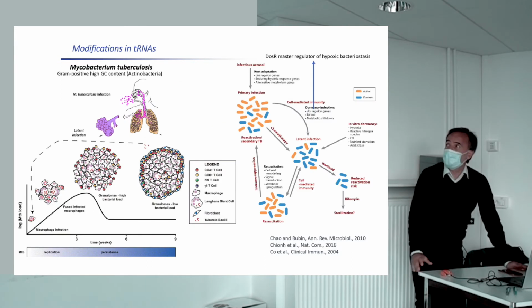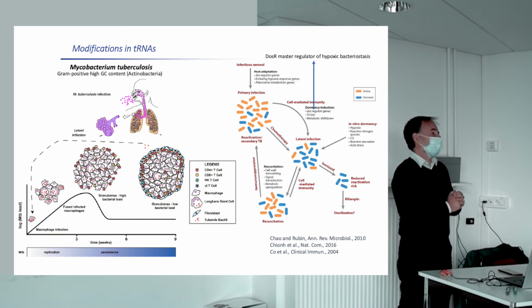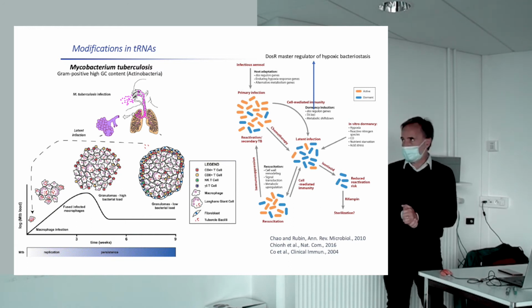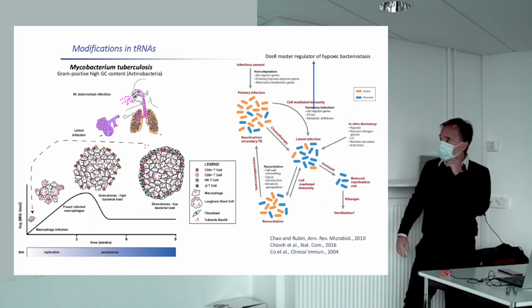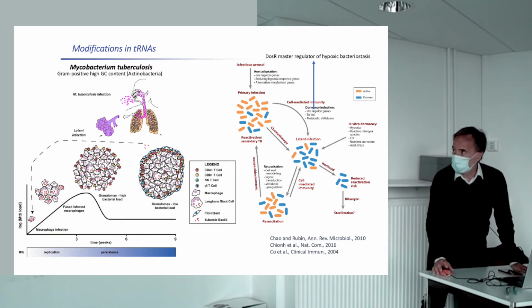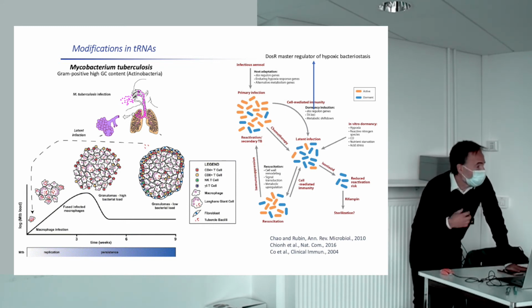Okay, so now I will give you a few examples of differential modification on tRNA molecules that impact adaptation in pathogenic bacteria. This is an example from Mycobacterium tuberculosis. Here you see Mycobacterium tuberculosis going to infect the primary site of infection, which is the lung.